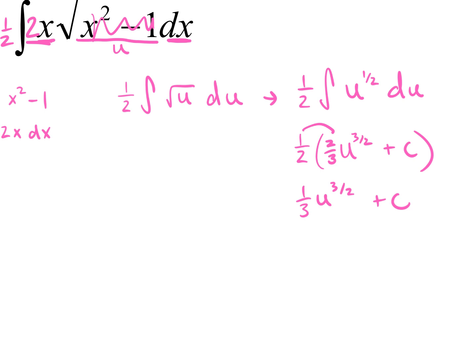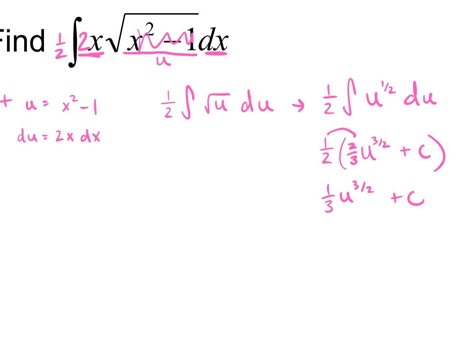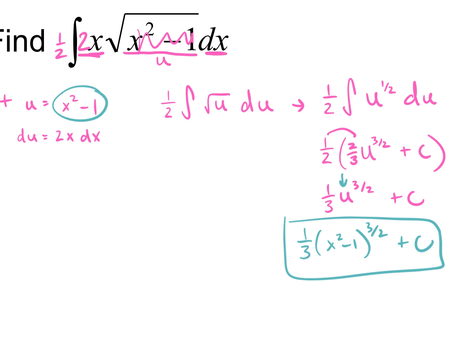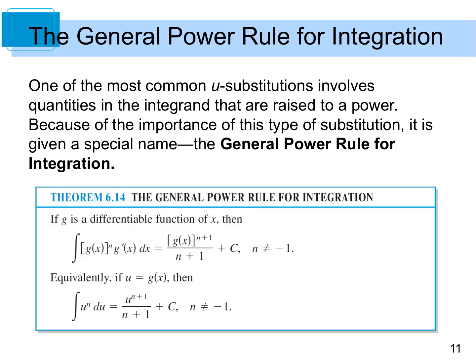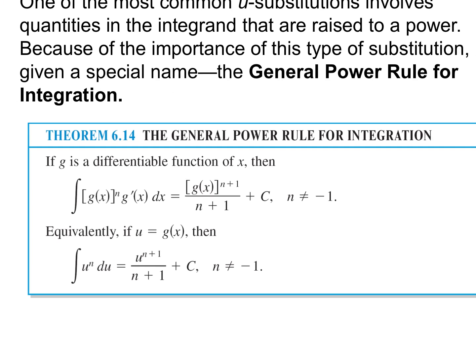And then we need to plug back in what u equals. So we're going to plug back in x squared minus 1 into the u. So I get 1/3 times x squared minus 1 to the 3/2 power plus c. And then to check our work, you could take the derivative of this. When we take the derivative, you'll end up with the original integral. So we know the power rule. That's what we've been doing the whole time. This is just the power rule to take our antiderivative. Nothing special here.